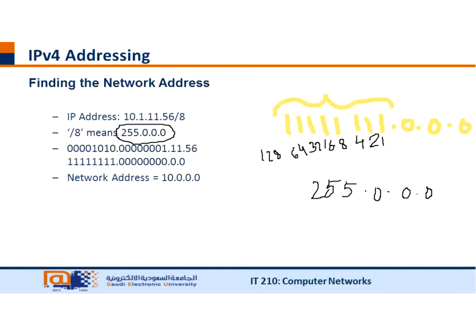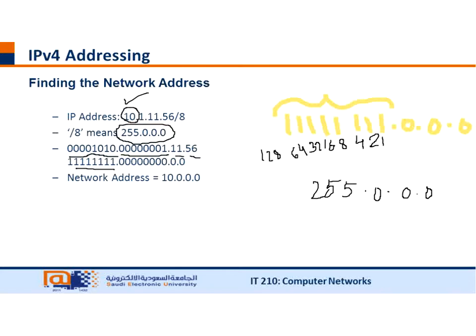Now see this, here we have 10. This 10 is converted to binary. When you convert it to binary, how much do you get? You will get 0000 1010. This is 10. Then .1. Convert this 1 to binary. You will get 7 zeros, then the last digit will be 1. And you have .11.56.